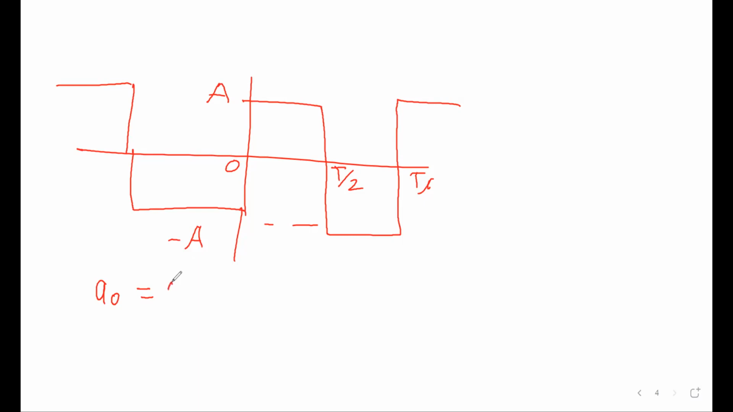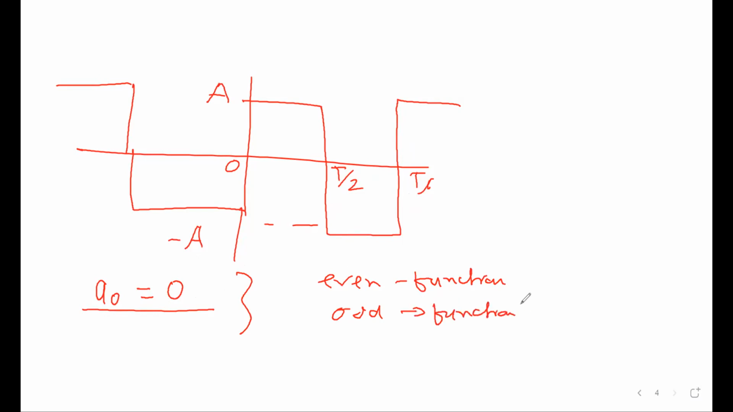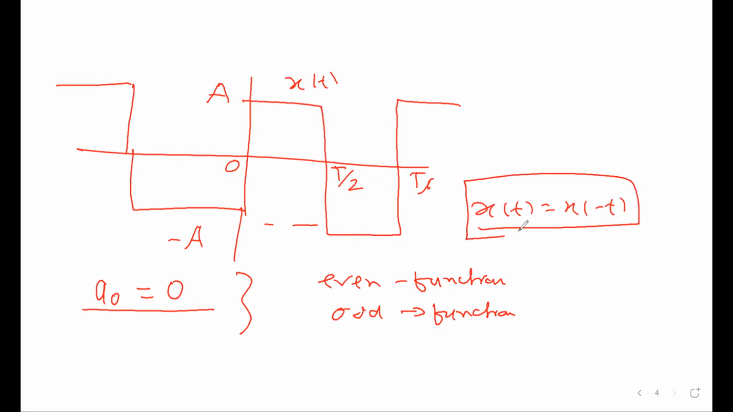Actually, there exists a test of the symmetry of your function that will tell you which constants will exist and which will not. Did you study the symmetrical condition of a function, like even function or odd function? Is it an even or odd function? How to test it? If f of minus x is equal to f of x, fine, very good. If, for example, x of t is equal to x of minus t, then we call it even, isn't it?